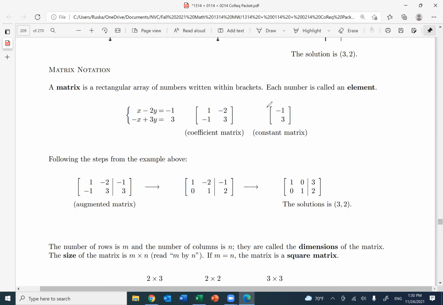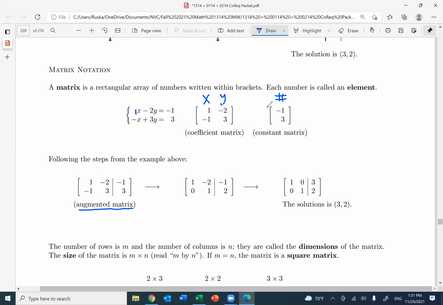So if you have this system of equations, you get the numbers in front of x, the numbers in front of y, and the numbers on the other side of the equation. So you have 1 in front of x and negative 1 in front of x, right? Negative 2 and 3 in front of y, negative 1 and 3 on the other side. So you have the coefficient matrix, which are the coefficients in front of x and y, and the constant matrix is what they're equal to. When you put these two matrices together, they make the augmented matrix.